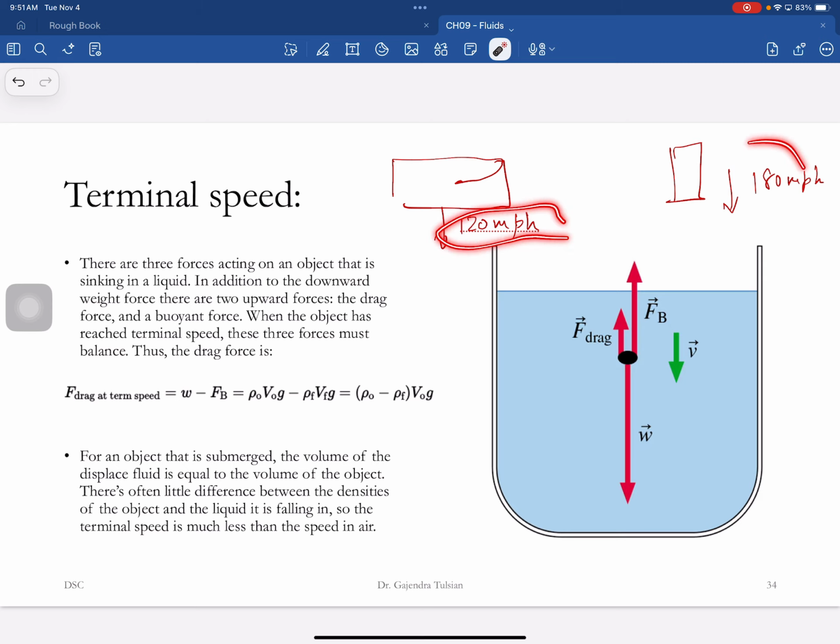We'll talk about this, and I'll show you a calculation of the terminal speed for phytoplankton. That'll be important. For an object that is submerged, the volume of the displaced fluid is equal to the volume of the object. There's often little difference between the densities of the object and the liquid it is falling in. So the terminal speed is much less than the speed in air. The terminal speed will be small.